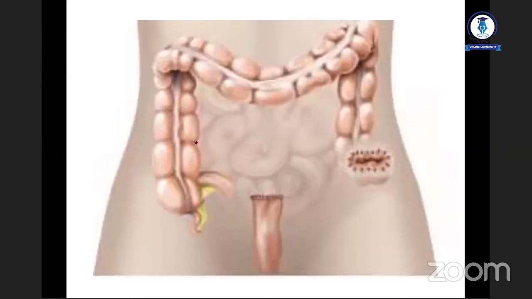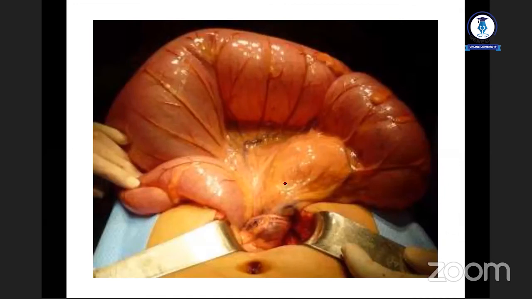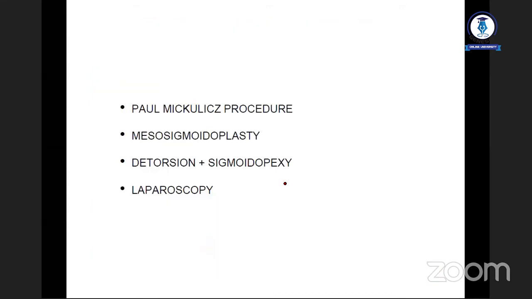So this is what it looks like. The part of the sigmoid colon is brought out as an end colostomy. The distal rectum is closed and left in the pelvis, and the diseased part is removed. This is what it looks like in case of volvulus. This part of the colon is quite healthy. It's a much better outcome if the colon looks like this, but sometimes it's gangrenous and outcomes are usually not very good. So there are some other procedures like Paul Mikulicz's procedure, mesosigmoidoplasty, detorsion, sigmoidoplasty, and laparoscopy.